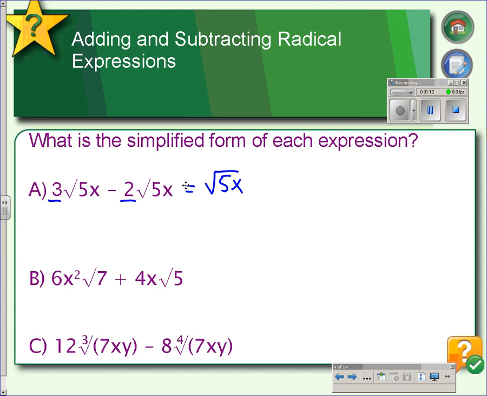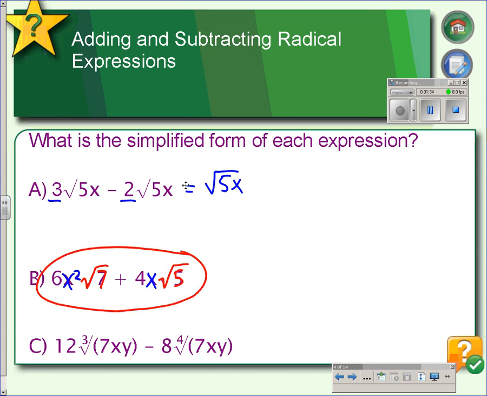In example B, these are not like terms because the first one has an x squared where the second one only has x. They are also not like terms because this is a square root of 7 where the second one is the square root of 5. So these cannot be added. That is the simplest form.